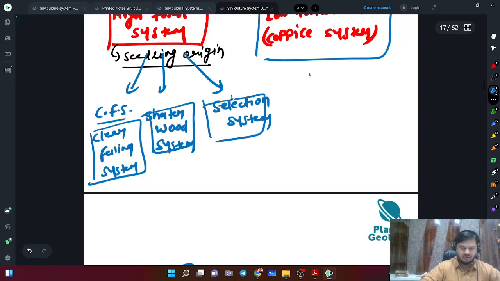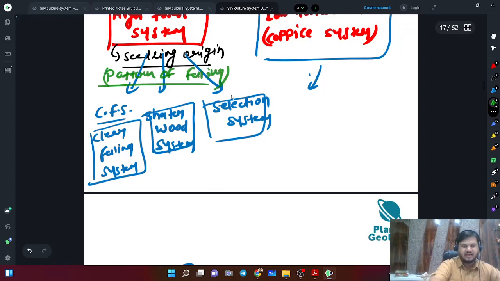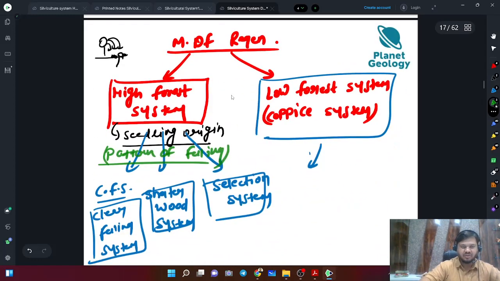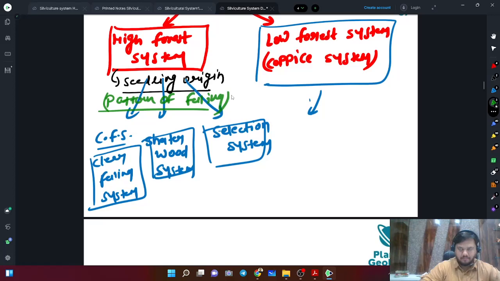Similarly, on the basis of pattern of felling, right, here I should write pattern of felling. So this classification has two bases. One is pattern of felling, another one is method of regeneration. So in this way, the coppice system is also divided into various systems, and the names differ.